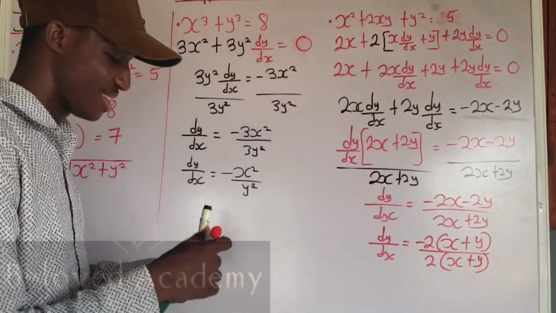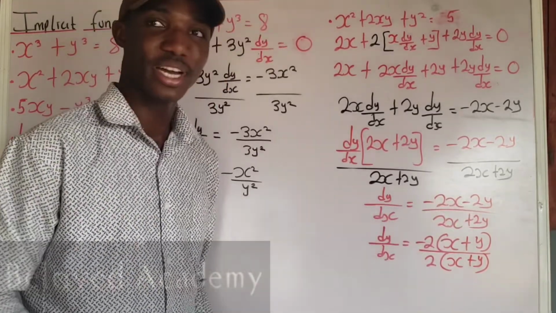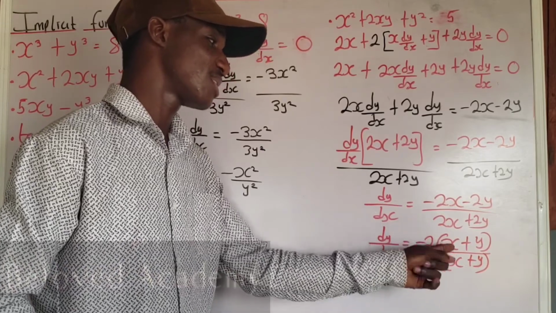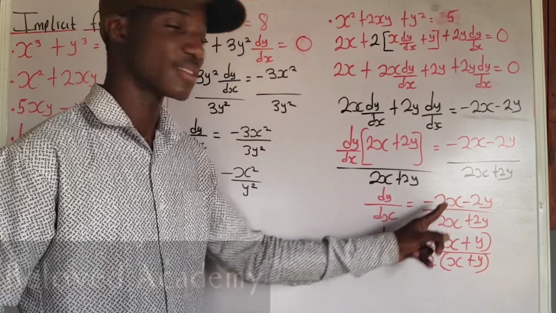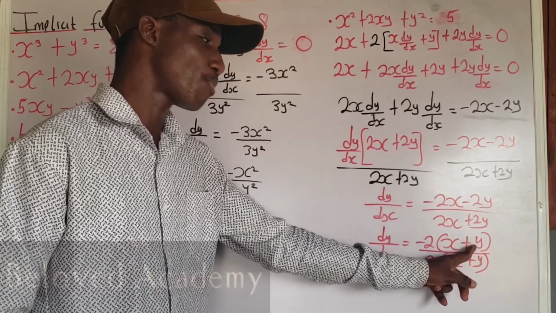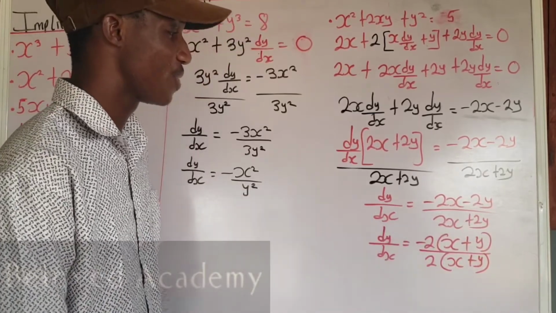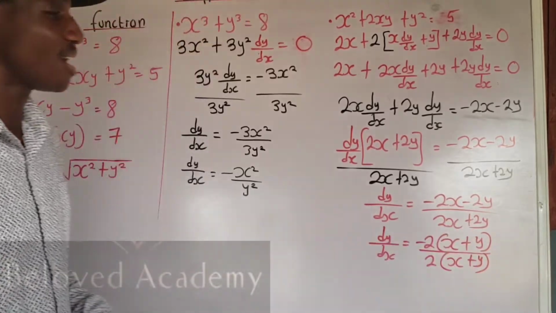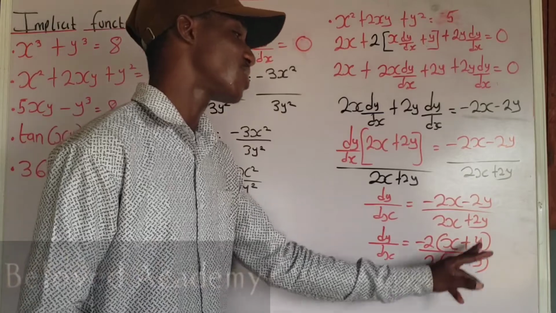Do you know what I did? Negative 2 is common to both x and y at the numerator, so I factorized it out and opened the parenthesis, x plus y. If you take the product of negative 2 and x, you're going to have negative 2x. Take the product of negative 2 and positive y, you're going to have negative 2y. And at the denominator as well, I factorized 2 because 2 is common to both x and y. If you take the product of 2 and x, you're going to have 2x, and the product of 2 and y gives 2y.